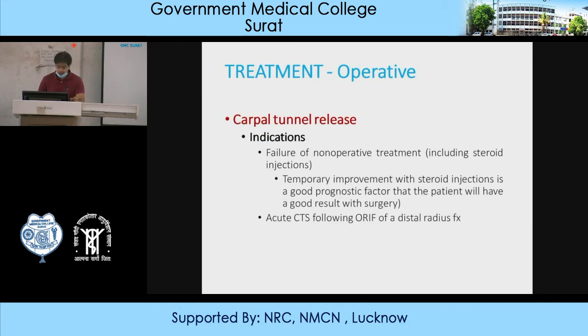Operative treatment is carpal tunnel release. Indications are failure of the non-operative treatments, which is steroid or conservative trial. Temporary improvement with steroid injection is a good prognostic factor that the patient will have good results with surgery also. And in acute carpal tunnel syndrome following open reduction and internal fixation of the distal radius fracture, in these cases also, carpal tunnel release is a must.